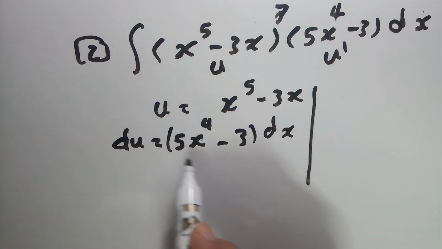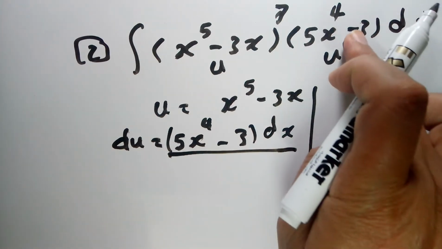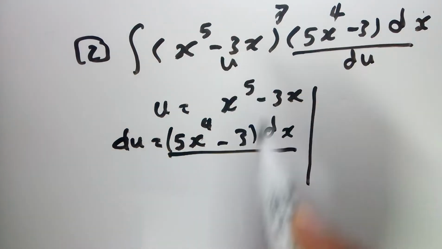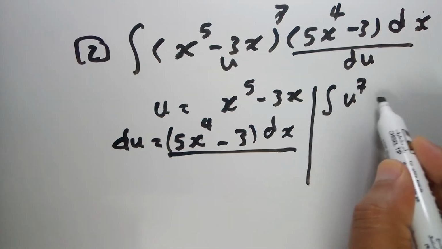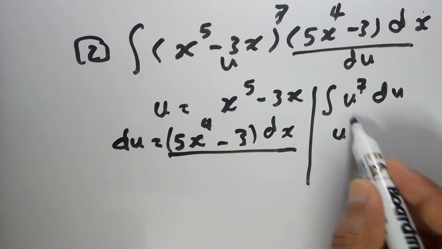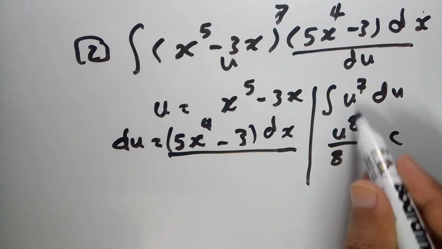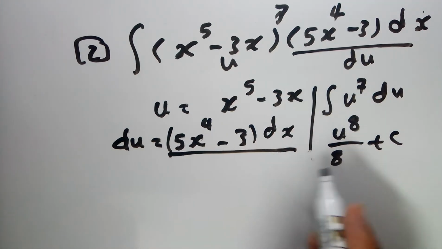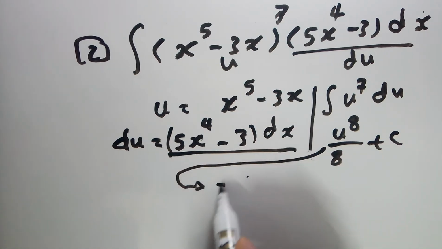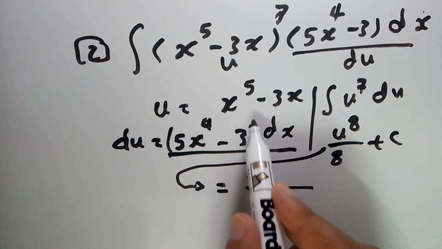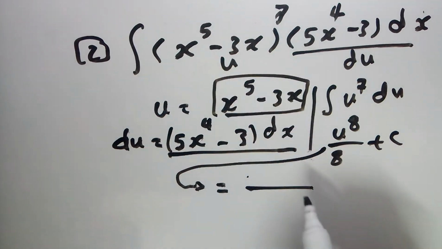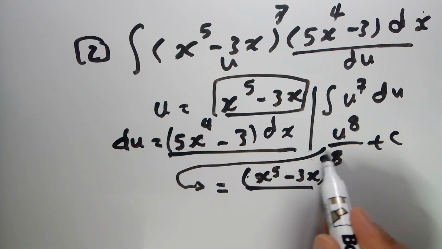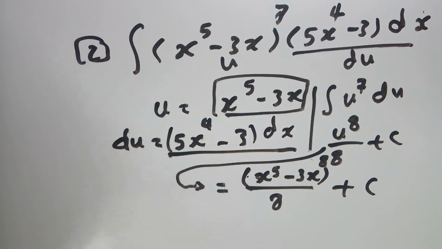Now you have this quantity here. This is du and this is u. Then you have the integral of u to the power 7 du. It is u to the power 8 divided by 8, plus c: add 1 to the old power, then divide by the new power. Then u is x to the power 5 minus 3x, so it will be x to the power 5 minus 3x all to the power 8 divided by 8, then add the constant of integration.